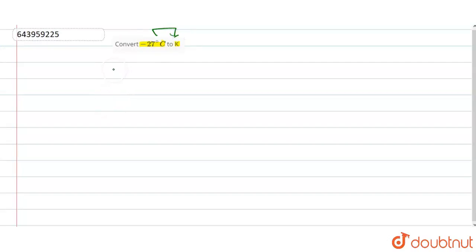So we have the formula that K is equal to degree Celsius plus 273. Okay. What is the degree Celsius given here? We have to change minus 27 degree, which means minus 27 plus 273.